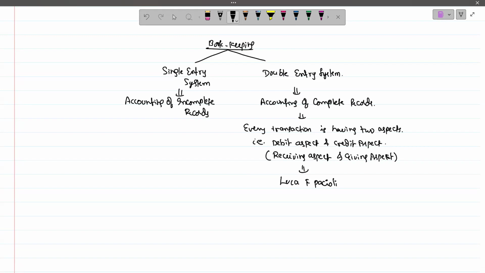So the double entry system is the best method for accounting of complete records, and it is described as every transaction having two aspects, a debit aspect and a credit aspect, that is, the receiving aspect and the giving aspect. Actually, this is framed based on one of the most important concepts called the dual aspect concept.